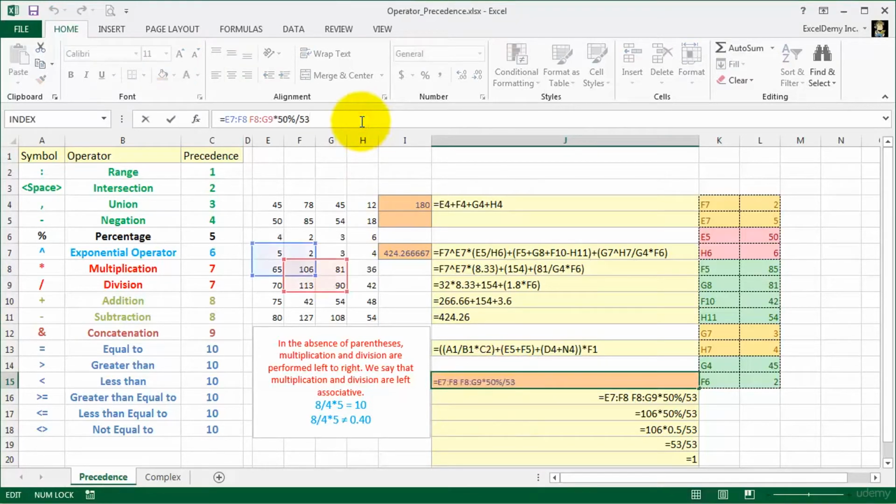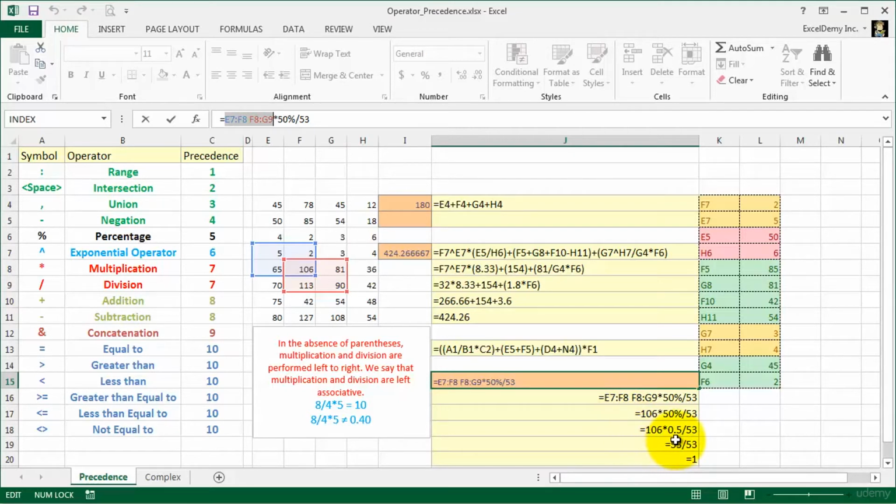In this formula, Excel will work with the range operators at first, as the range operator has the highest precedence level. Then the intersection operator, the space. So Excel will evaluate this part now. The result of this part is 106, as the intersection of these two ranges is 106. So the formula looks like this internally: 106 times 50% divided by 53. At this stage of the formula, 50% will be evaluated now. 50% actually means 0.5. The formula will be like this one now internally.